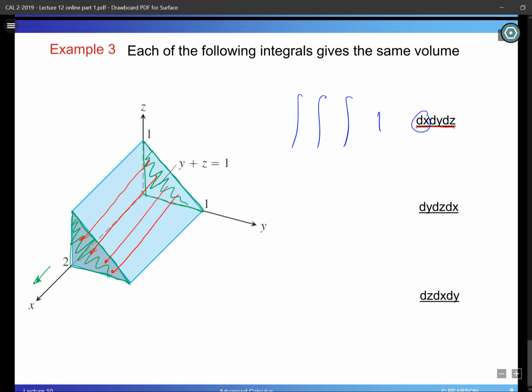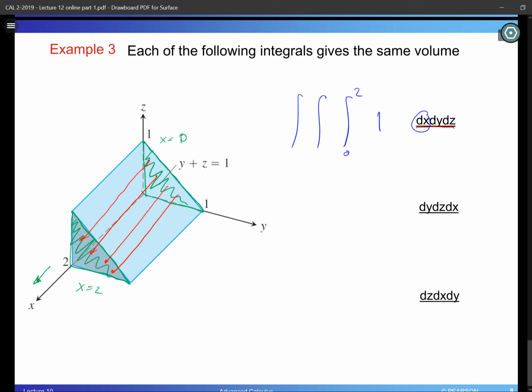Alright, so we are supposed to translate these two surfaces into equations. So this surface right here is x equal to 2, and this right here is x equal to, oh, this is not x equal to 1, this is x equal to 0. So we can put in the first boundaries here. x starts from x equal to 0 and ends at x equal to 2.